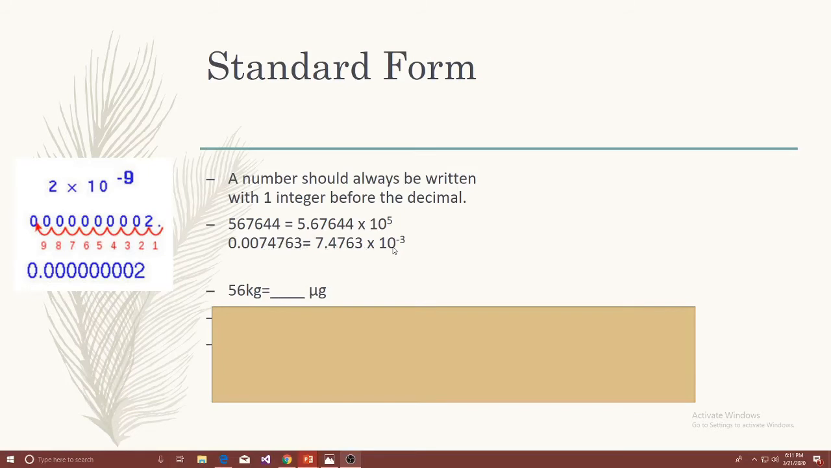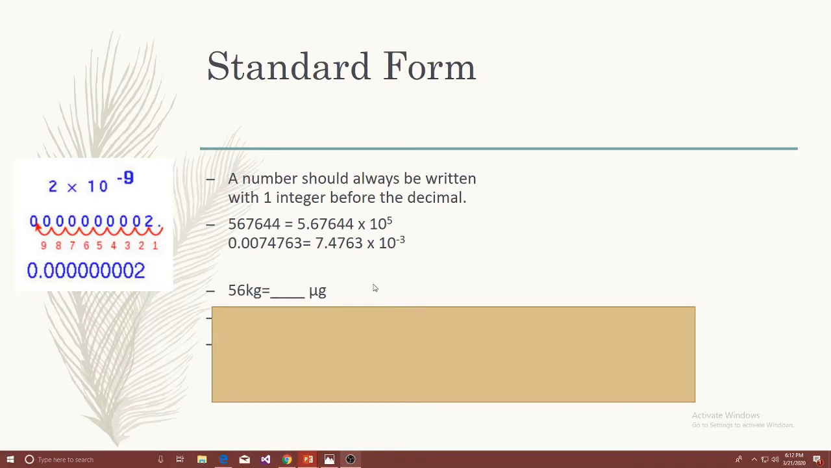Now you should know how to do this. And kg into microgram. Now you should merge the ideas of standard form and the prefixes. Just to remind you, kg is 10 to the power 3 and micro is 10 to the power -6. Pause the video and drop the answers down in the comments. I'll be showing you the answer right now.